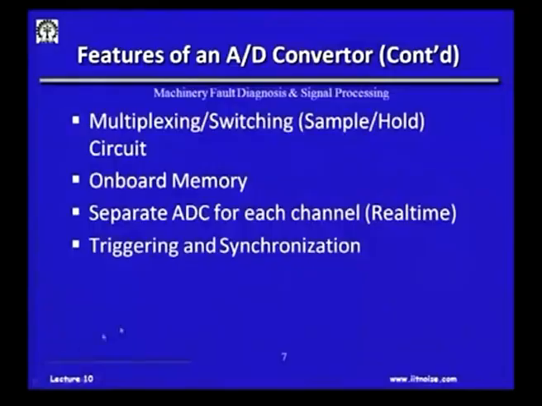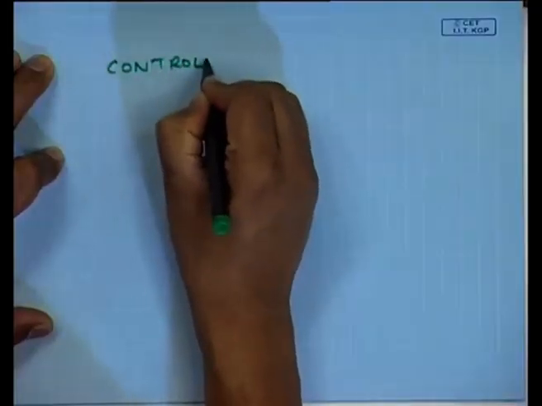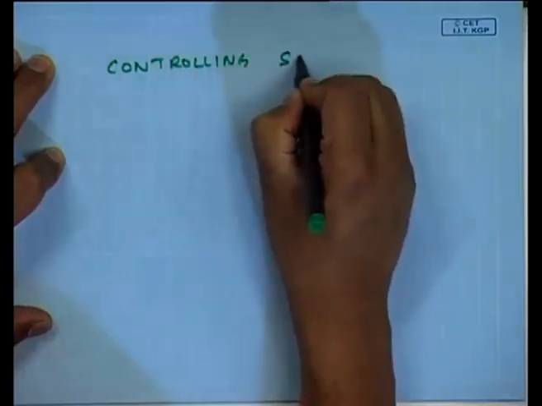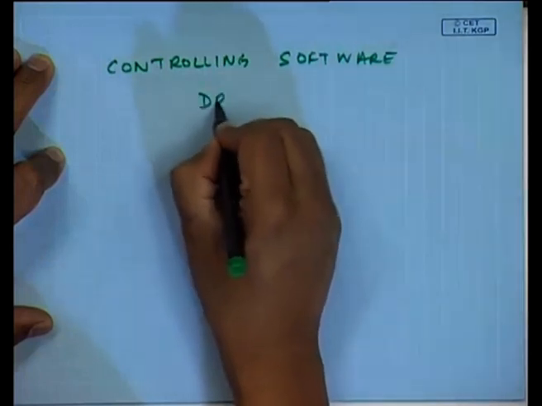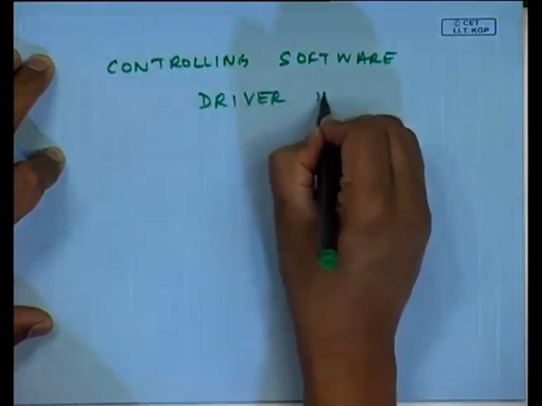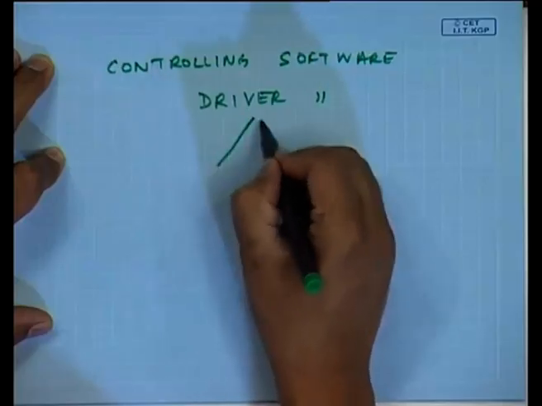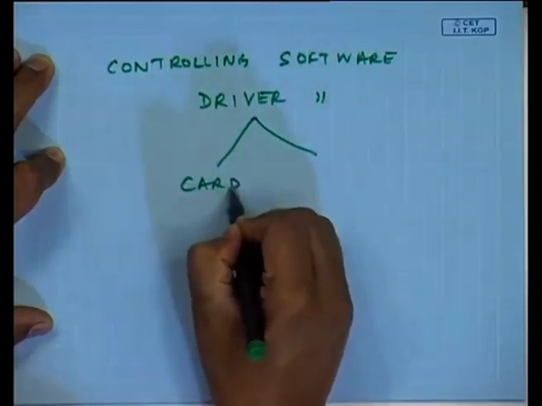And then there is a provision for triggering and synchronization, like when to start collecting the data. If I tell the A to D converter, it is usually through software, because all these operations of an A to D card converter will be controlled by software. So, there will be controlling software which is known as the driver software, which will communicate to the card and the PC.